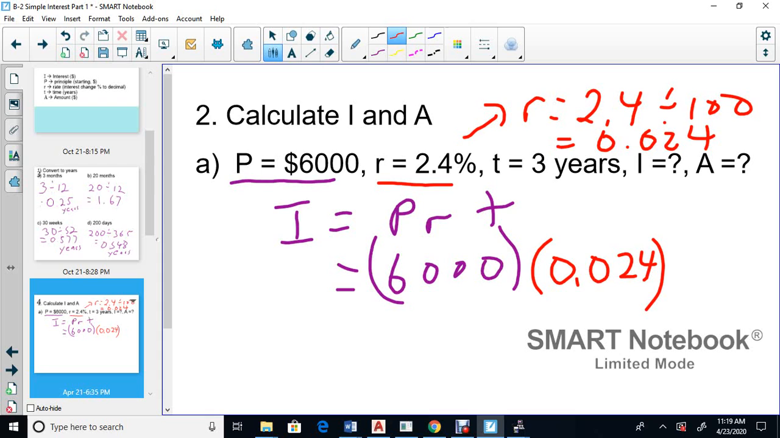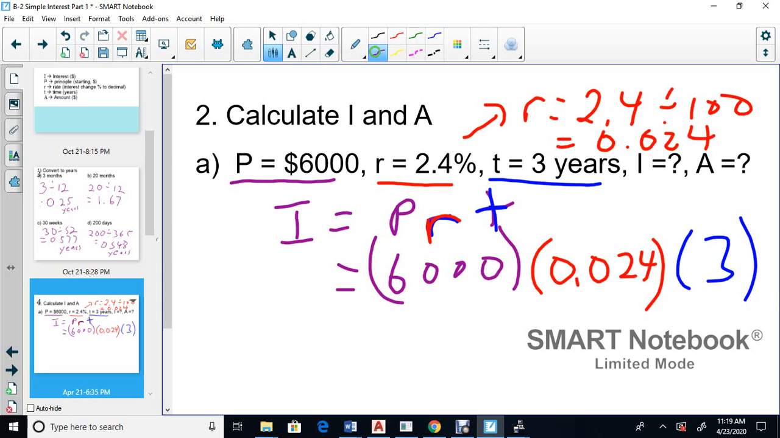So let's use a third color. We use blue. So the time here, t, is 3, so you put 3. So again, the t is at the end. The red will represent the r, and the blue will represent the t. Now you just go to your calculator to find I.